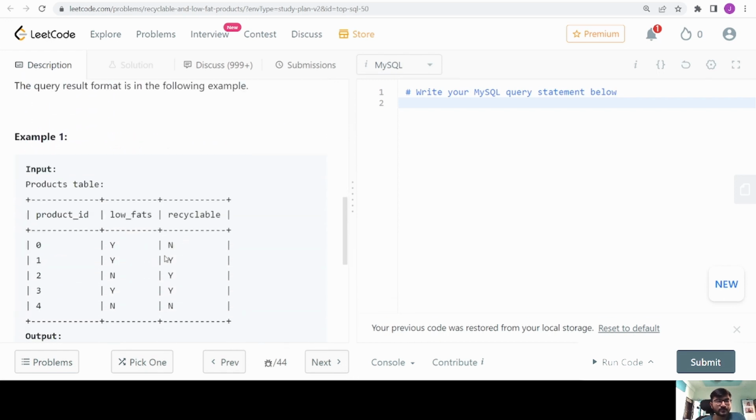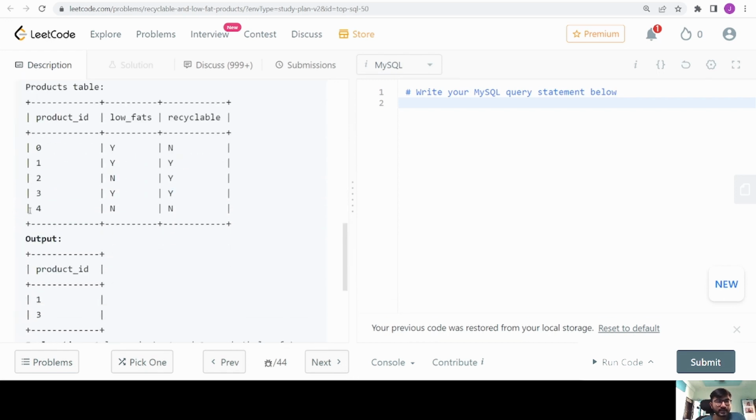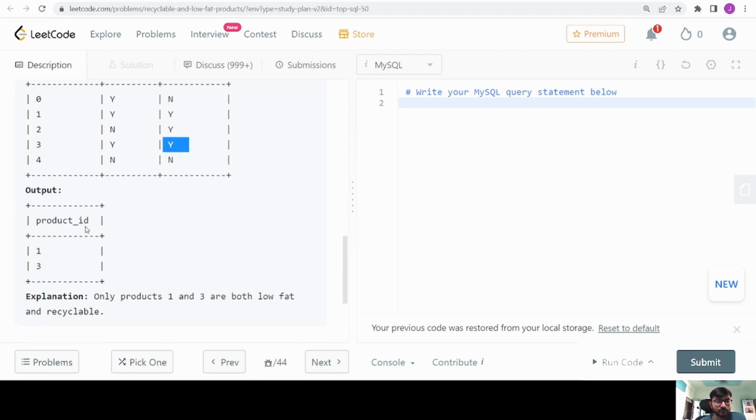So this is our first problem. Let's take the sample. We are given product_id, low_fats, and recyclable. This is the table, and this is the sample output: 1 and 3. Why? Because in 1 and 3 we can see that both the low_fats and recyclable flags are Y. So we need those products. We need the IDs of those products.